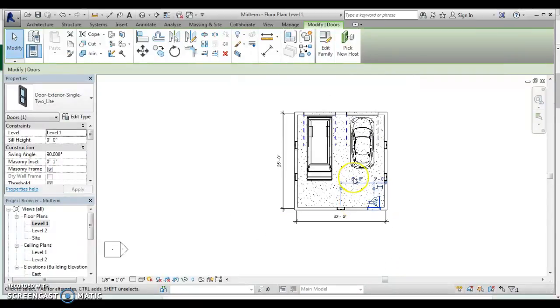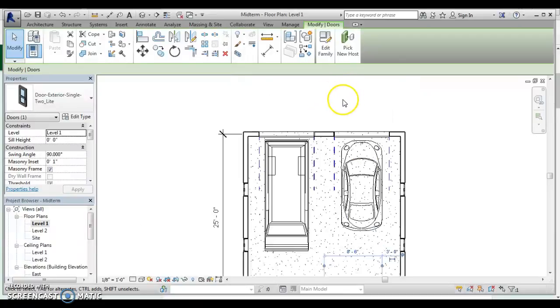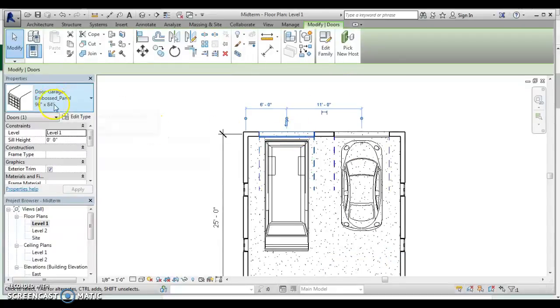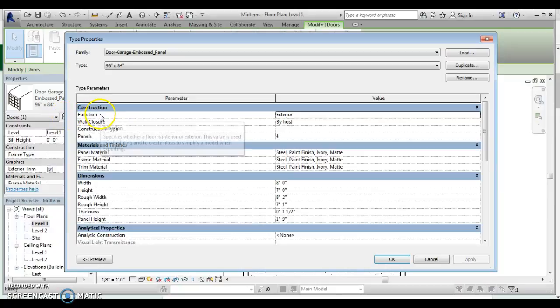And then we had to have 2 garage doors, which had to be 8 feet wide by 7 feet tall, which we see here is 8 feet wide and 7 feet tall.